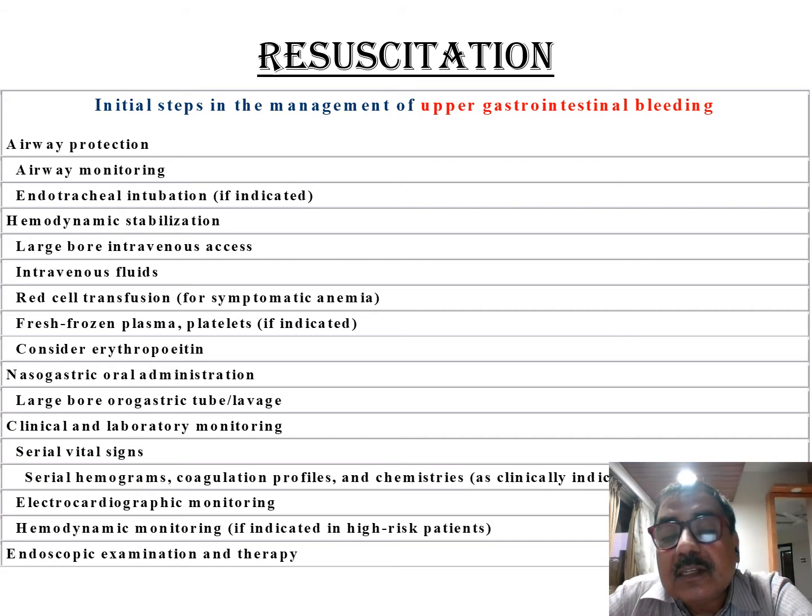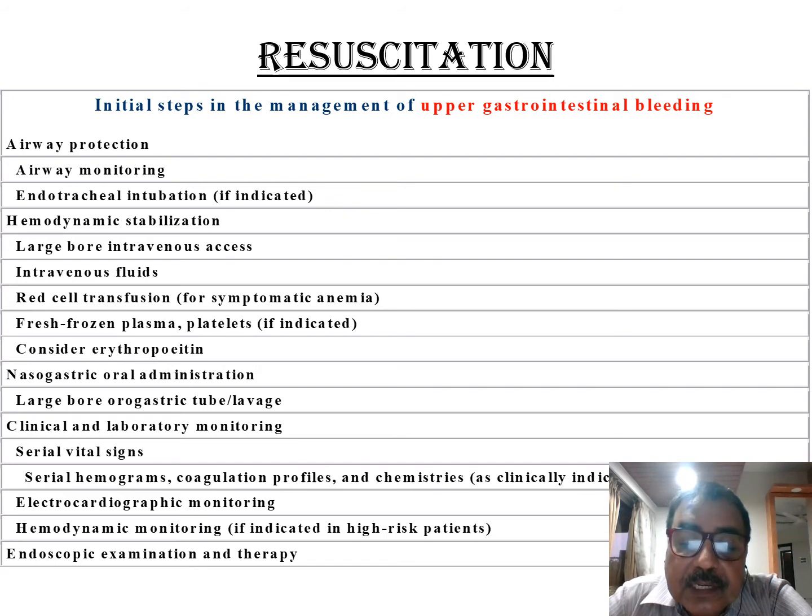Resuscitation, what is that? The person is bleeding, he has come in with hypotension. First and foremost is the airway: airway protection, airway monitoring, endotracheal intubation if needed. Hemodynamic stabilization: a large intravascular venous access should be there. At least 18 gauge needles should be put in, and 16 gauge is preferred, at least 18, and you will start with intravenous fluid.